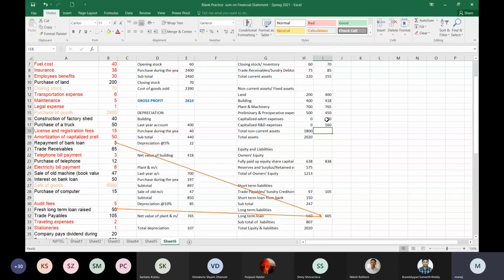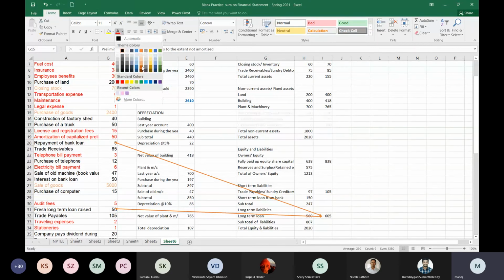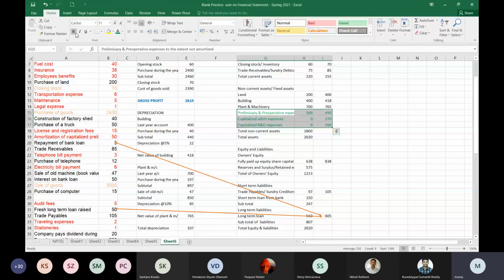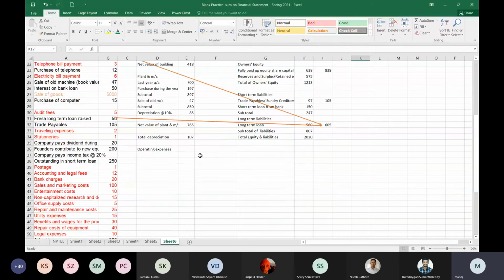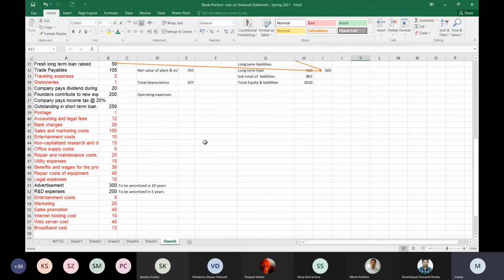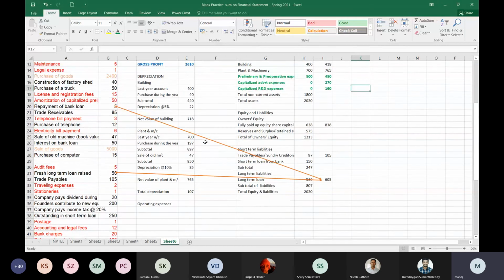This is capitalized advertisement expenses, capitalized R&D expenses. There are three similar items. I just wanted to drive home the point accurately because I want to put a sum on this in the class test, so don't make mistakes. That is why I wanted to drive home the point repeatedly. Yesterday I discussed more thoroughly. I am not discussing so thoroughly, but I am giving an example.